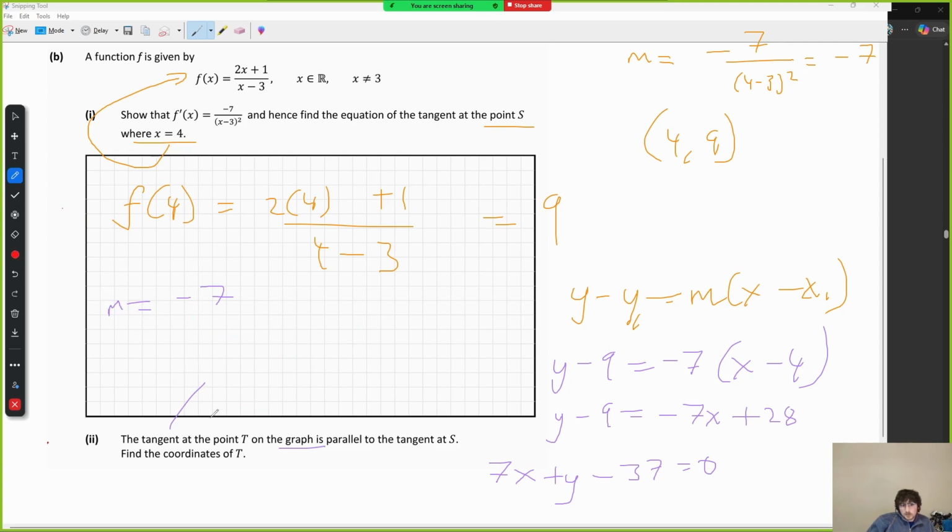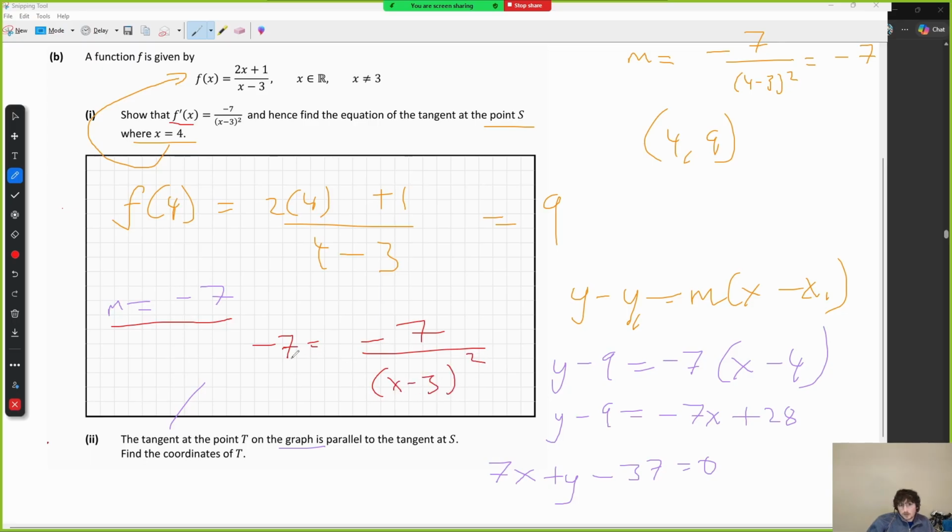We're told there's some other tangent that has a slope of -7. So this is our slope formula, and we just set our slope formula equal to -7. So we're just following the instructions. We're told that there's some other point on this graph that has a slope of -7. So let's see, can we get an x value for it?